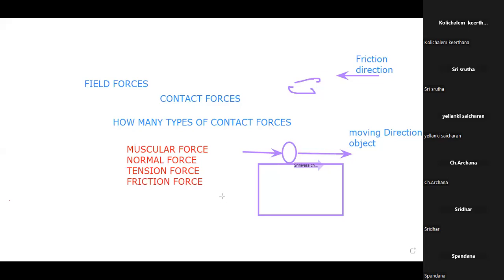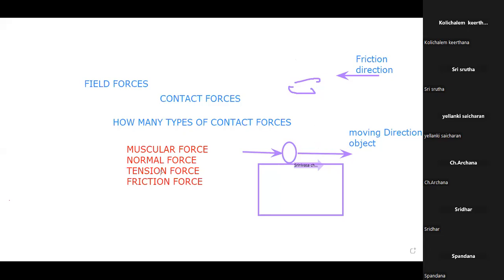So, the pulled direction. One thing: you have to type the answer clearly. Pull or push, whatever it may be, that is different. Moving one is muscular, and door direction is friction. I am not asking all this. I will tell you a simple thing.